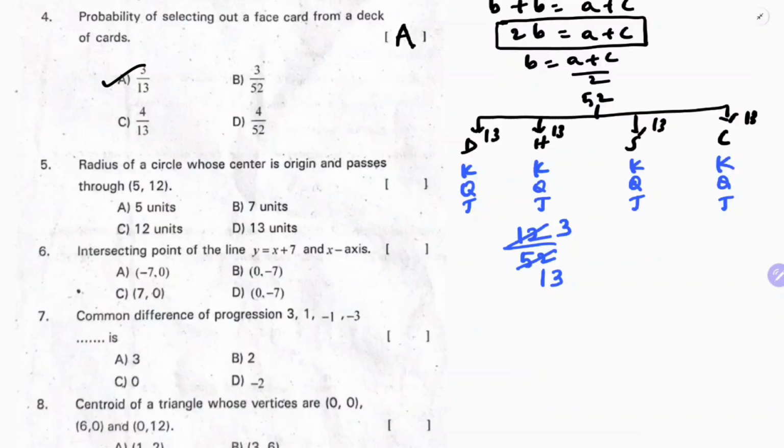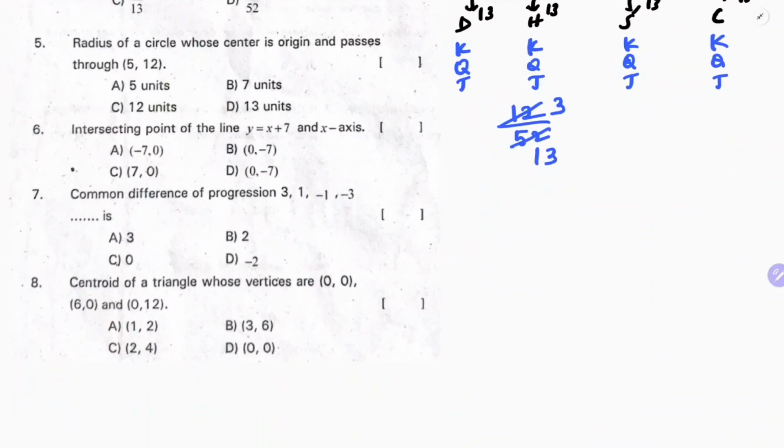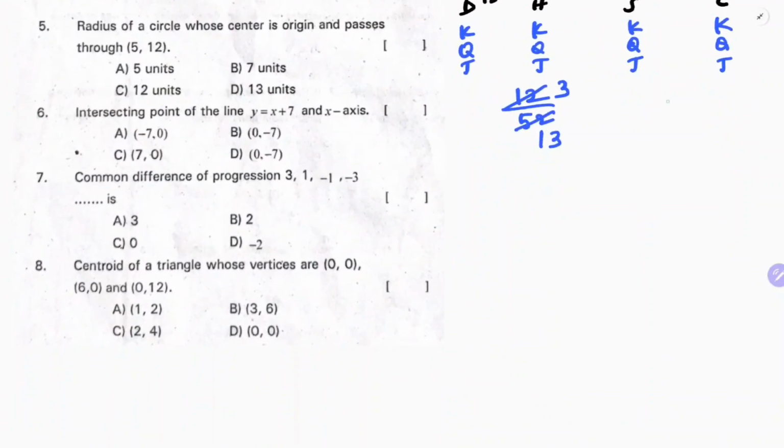Next one, the radius of a circle whose center is the origin (0, 0) and the circle passes through (5, 12).